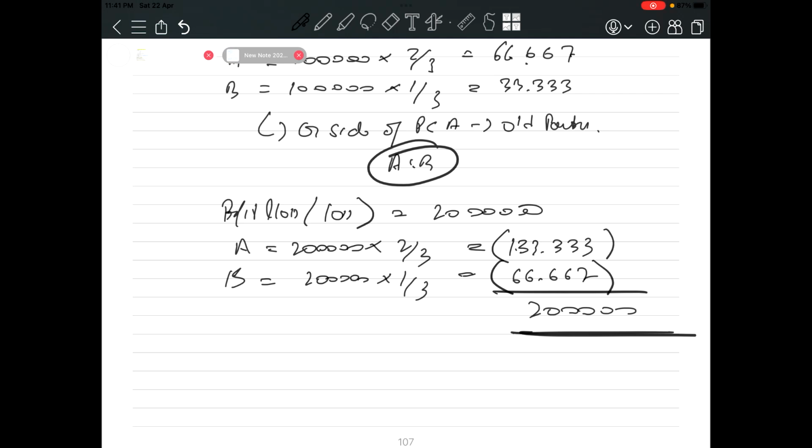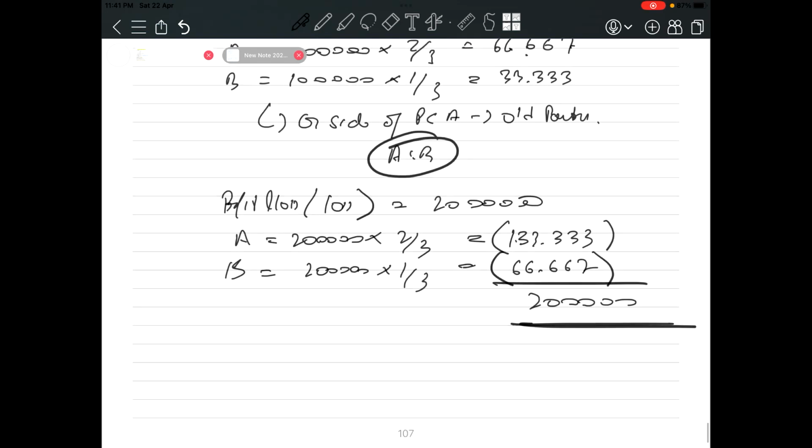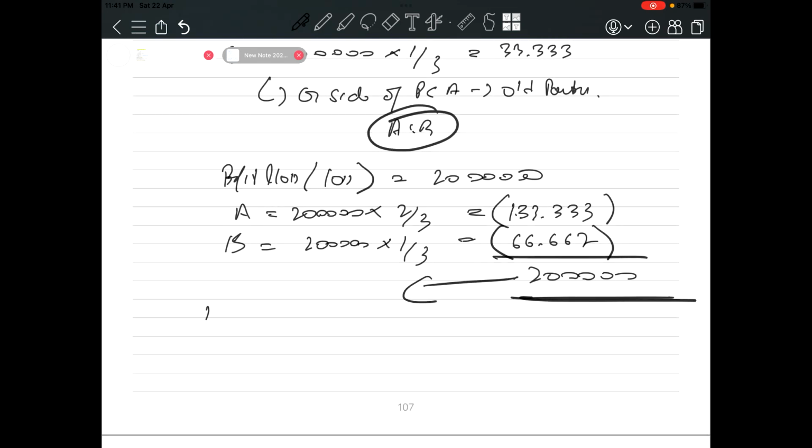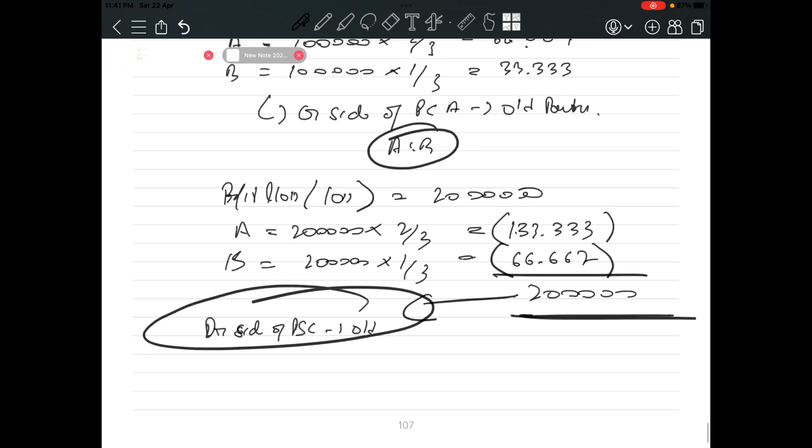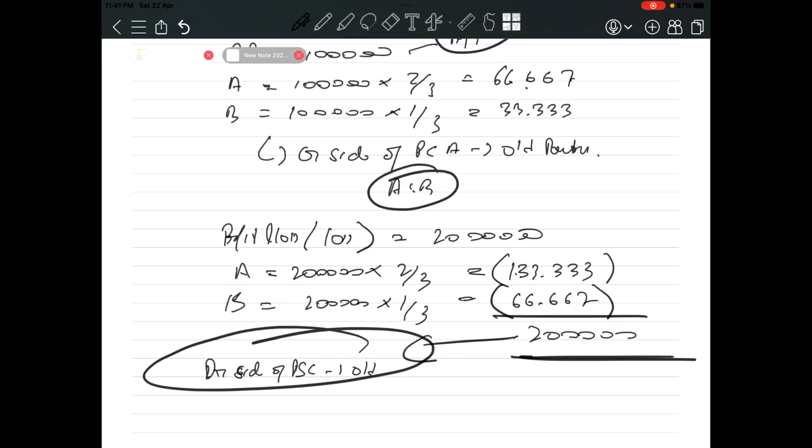Okay, the question may trick you, giving different types of options. So one will be in bracket, other one will not be in bracket. So this loss will be in bracket. Okay, so this will be transferred to debit side of partners capital account. Okay, old partners. Okay, so there is profit of 1 lakh and loss of 2 lakhs. So there will be net loss.